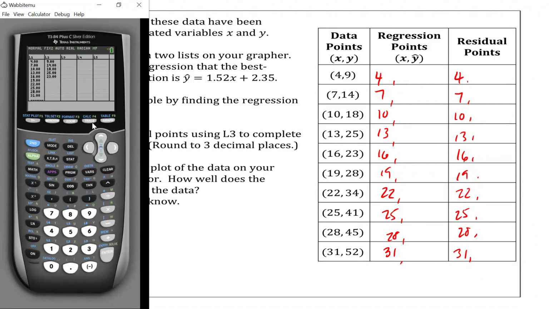So at L4, that's our residual. So it's our actual minus our predicted. So our actual is our L2, and our predicted is our L3. So we did, I'll clear it out, second L2 minus second L3. And then it found our values.